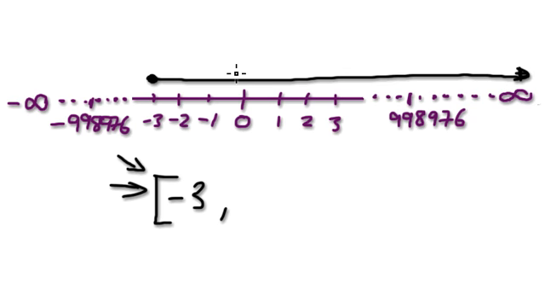So if you want to communicate this range here, you would do this: square bracket, minus 3, comma, and then infinity. Now, because infinity is not a number, we can't say equal to infinity. So we have to use the curved bracket here. It's saying that it has to be strictly less than infinity.